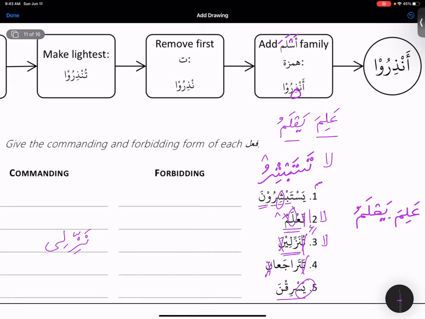So now forbidding would be la yasrikna. And you see that yes, we don't drop the noon. Do we drop the noon on hunna or no? Antunna? No, they don't change. Women keep the noon.